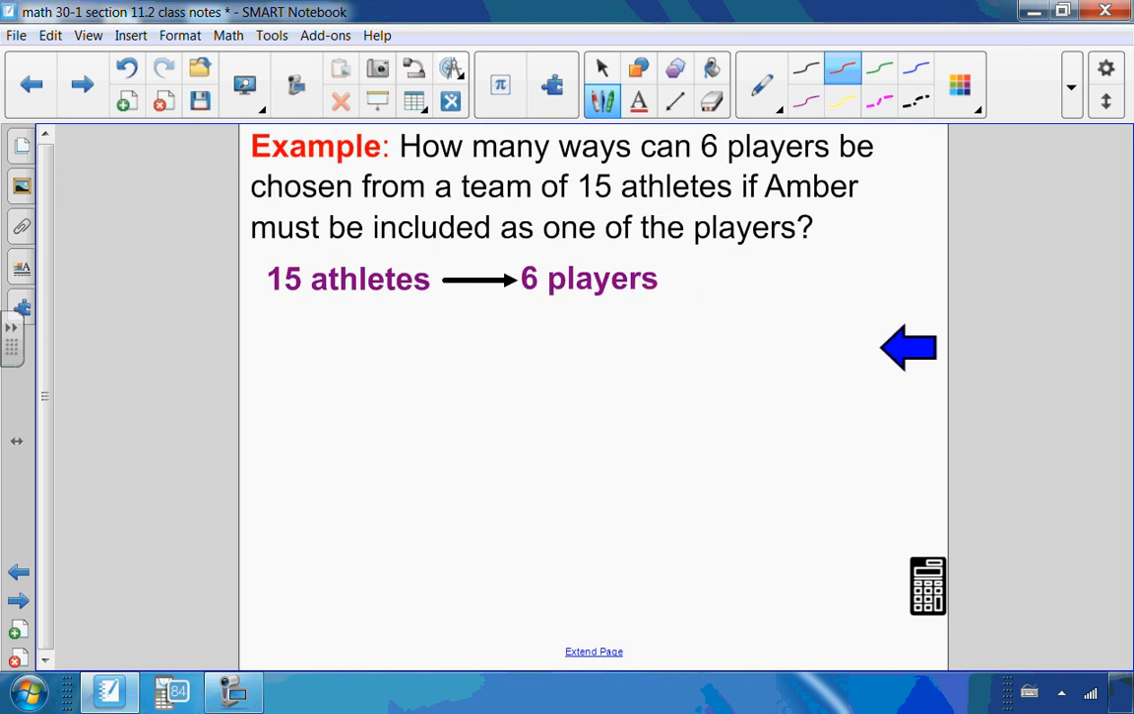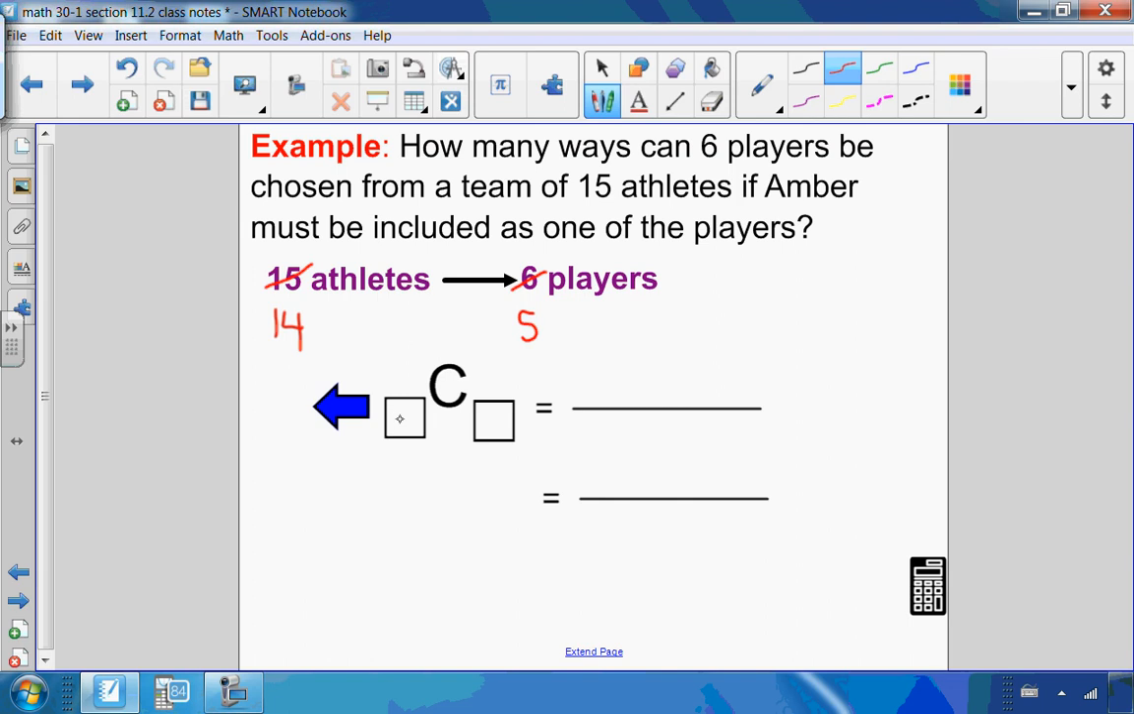Okay, let's look at a question. How many ways can 6 players be chosen from a team of 15 athletes if Amber must be included as one of the players? Okay, so if I'm looking at this, Amber must be one of the players. So let's just take Amber out of the picture entirely. So I don't have 15 athletes, I have 14. Amber has to be on there. So I'm not really selecting 6 players, I am selecting 5. So what I'm really looking at is the combination of 14 athletes taken 5 at a time. So let's use that shortcut that we did before.